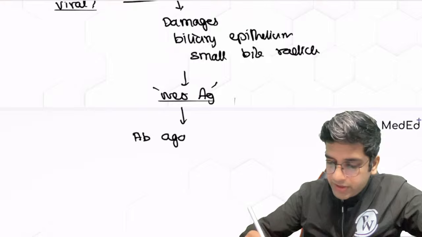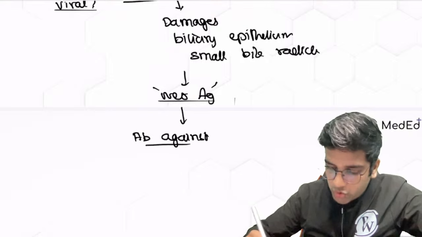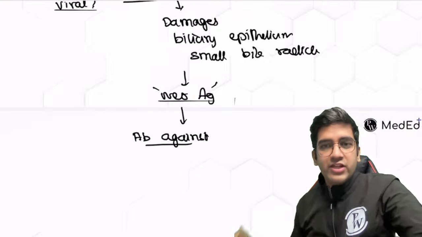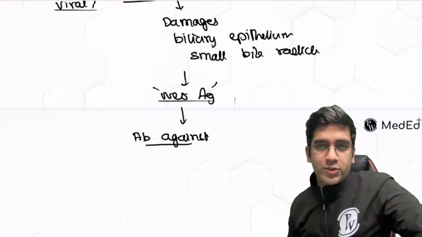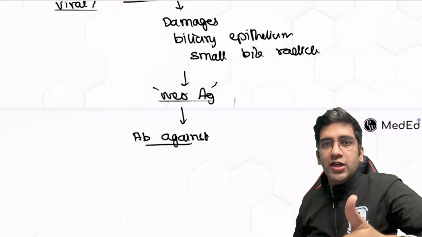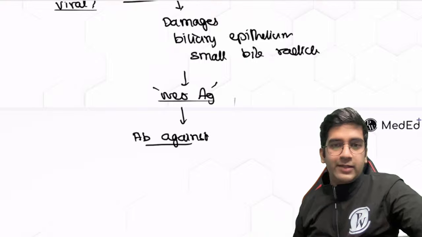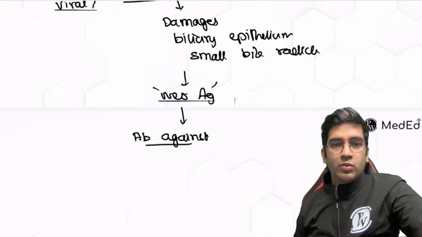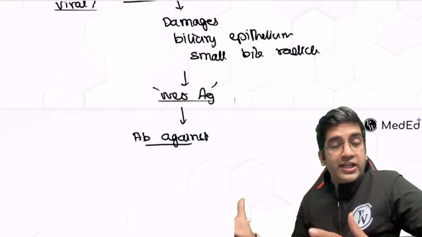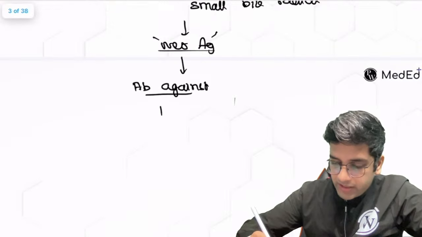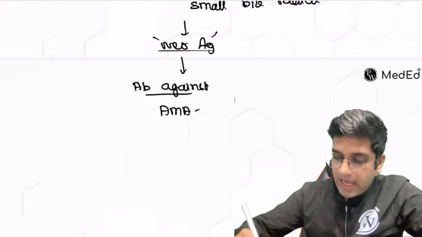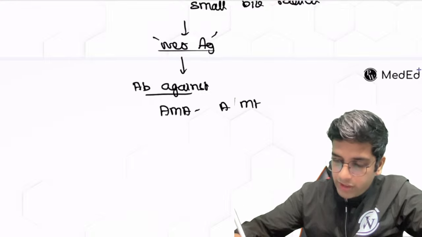Antibodies against the neoantigen, and it said that in most cases the antibody is very, very specific. Can anyone tell me what antibody it is? I'll give you options, try to choose it. Will it be ANCA or will it be anti-mitochondrial antibody? What antigen will the antibody be produced against? So here it will be antibodies again. It will be an AMA, which is anti-mitochondrial antibody.